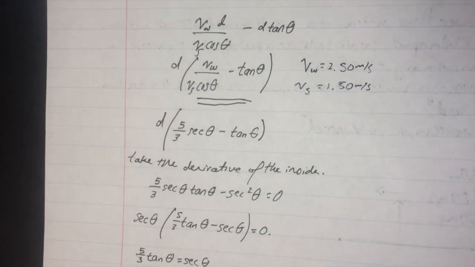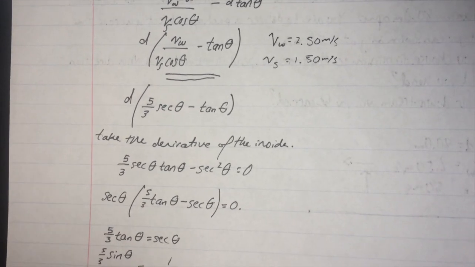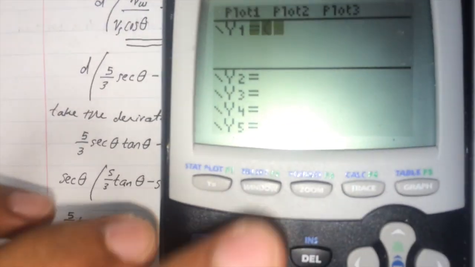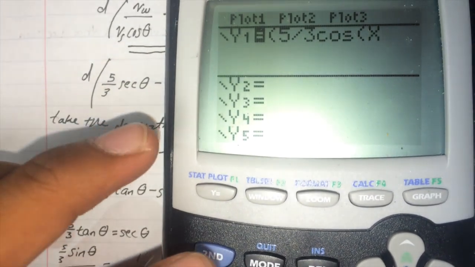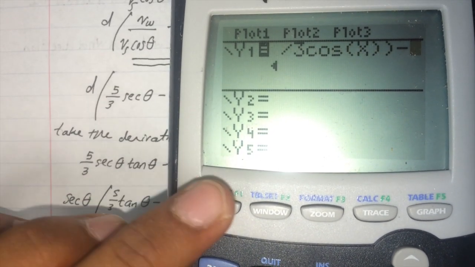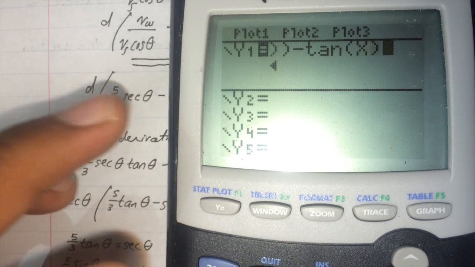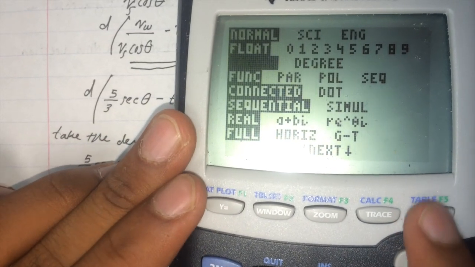The first way is we could graph it on a calculator, which is probably what they would like us to do at this point. So I'm going to graph it. We can do 5 divided by 3 cosine theta, minus the tangent of that. I'm going to just shift the mode real quick to radian. I'm going to graph that.